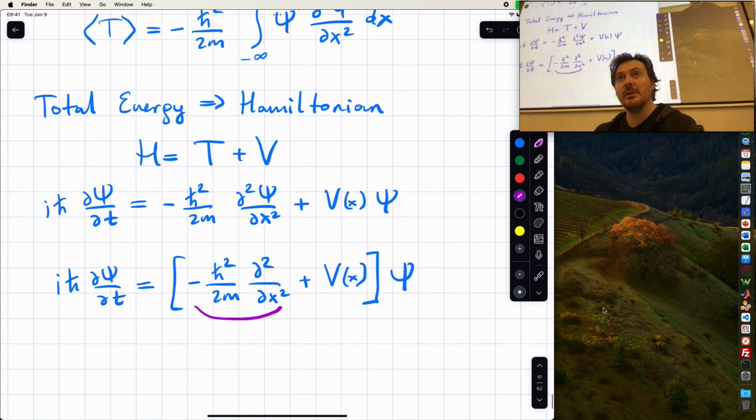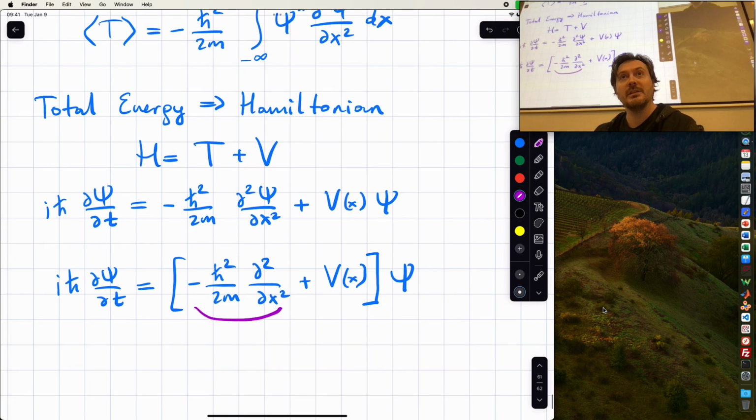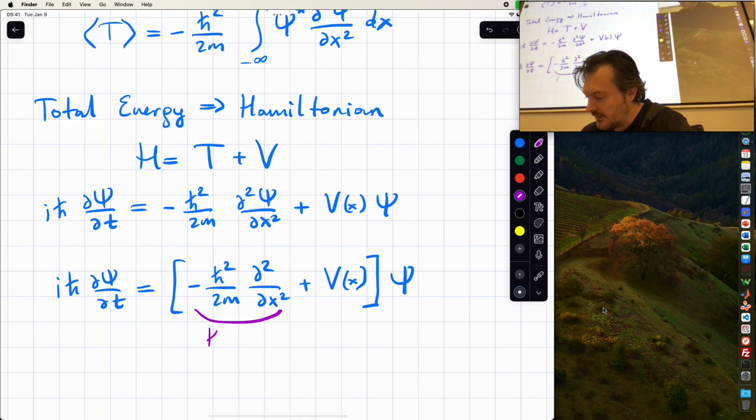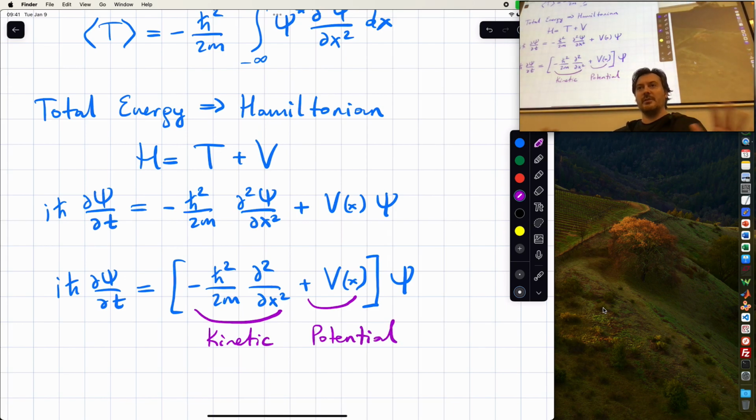Negative h bar squared over 2m, del squared over del x squared, is kinetic energy. Do you see it? So this is kinetic, this is potential. This happens with physics all the time. Things look like this, but then as you learn more and more, they get shorter and shorter. But that short thing represents so many things.